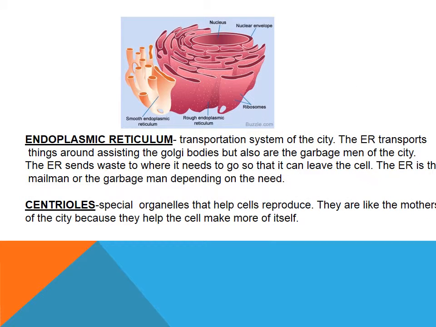The endoplasmic reticulum. This is the transportation system of the city. The ER transports things around, assisting the Golgi bodies, but they are also the garbage men of the city. The ER sends waste to where it needs to go so that it can leave the cell. The ER can be either the mail person or the garbage person, depending on the need.